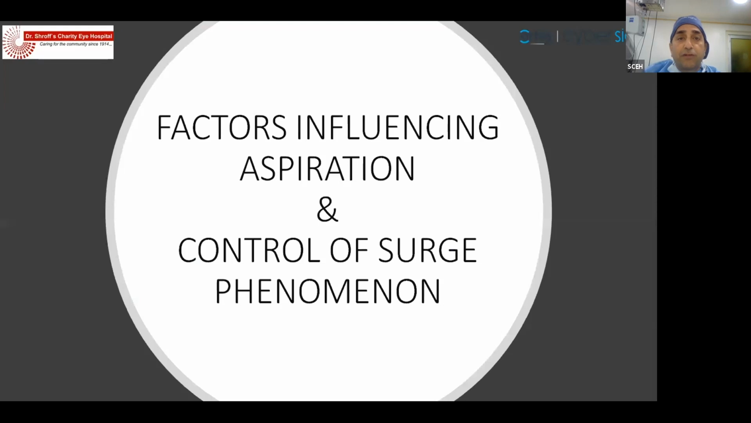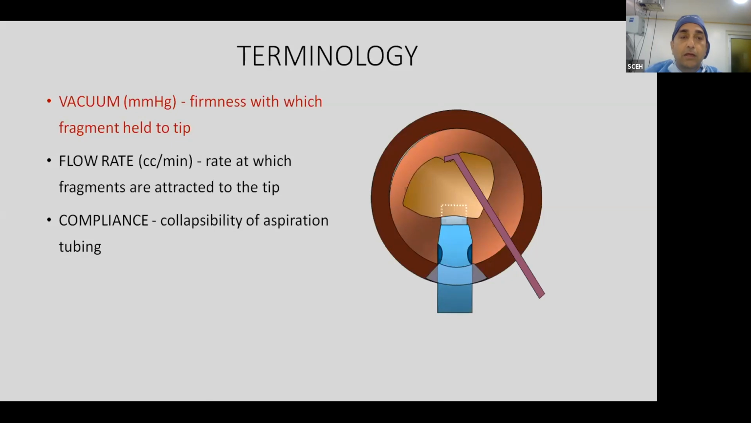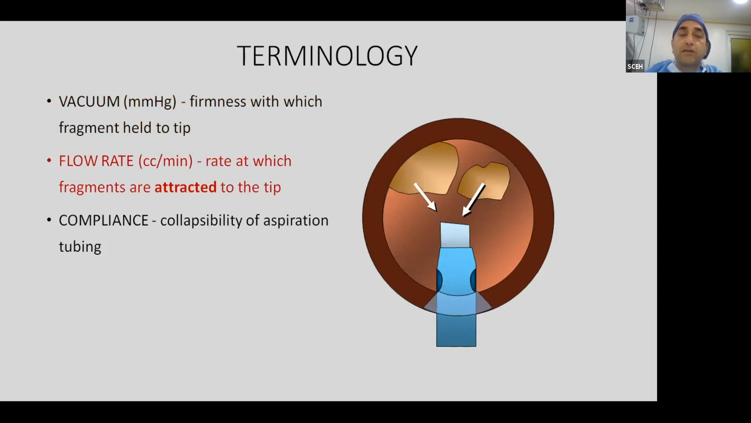Next, we come to the other phenomena of aspiration and vacuum. Now, vacuum is measured in millimeters of mercury and is the firmness with which a fragment is held at the tip. It's the holding power. Sometimes it's difficult to differentiate it from aspiration. Aspiration flow rate is measured in cc per minute, and it's the rate at which fragments are attracted to the tip. So whatever fluid and all the loose substances which are in the anterior chamber come to the tip. You don't go about searching for it in the periphery.